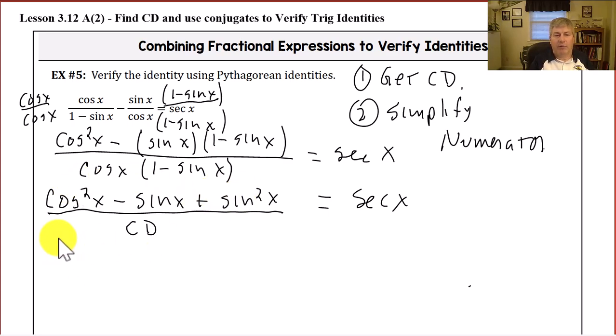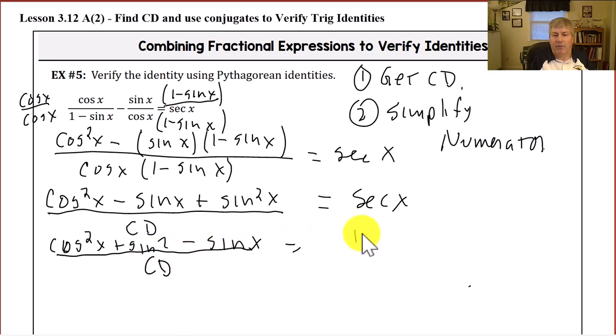You don't have to rewrite this, but I'm going to do it for purposes of the video. Cosine squared x plus sine squared x minus sine of x all over our common denominator. That equals our secant of x. Well, this is 1. So we end up with 1 minus sine x all over our common denominator of cosine x times 1 minus sine x.